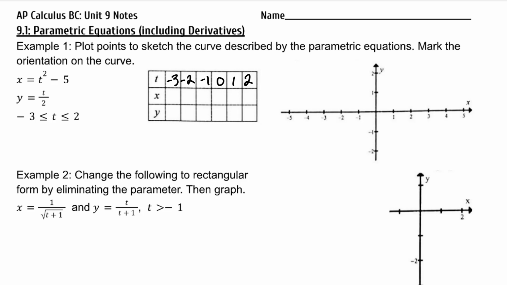Now we're going to plug in each of those t values into the x relationship and the y relationship to get our x, y coordinate points. For x, we have t squared minus 5, so I'll put in -3, square it, and then minus 5. Continue. The relationship between t and y is y equals t divided by 2, so do that for the y's.